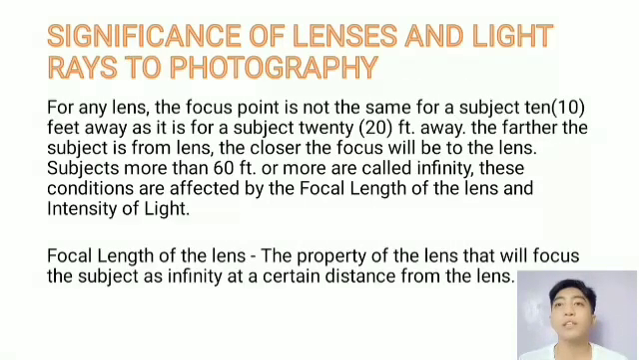Significance of lenses and light rays to photography. For any lens, the focus point is not the same for a subject 10 feet away as it is for a subject 20 feet away. The farther the object is from the lens, the closer the focus will be to the lens. Subjects 60 feet or more away are called infinity. These conditions are affected by the focal length of the lens and intensity of light.